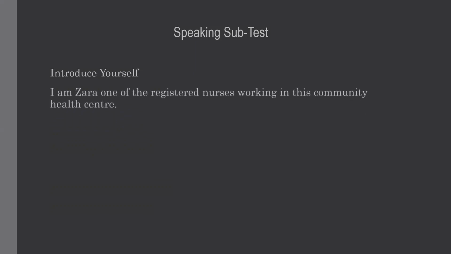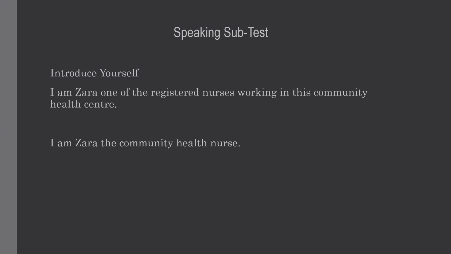Suppose your name is Sarah, you can say: I'm Sarah, one of the registered nurses working in this community health center. Okay, no problem. Or else, if you don't like to drag the introduction too much, you can say: I am Sarah, the community nurse, or community health nurse, or community care nurse. No problem. So first you confirmed the house, the patient, and the time, and now you introduce yourself. Now this is the time to go further.